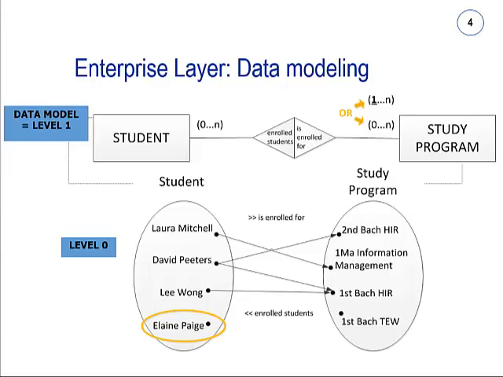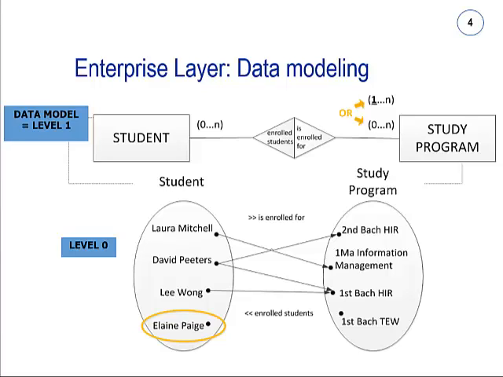At level 0, you can then start looking at individual students and individual study programs. You can see that Laura Mitchell is subscribed for the first Master of Information Management. David Peters is then subscribed or registered for the second Bachelor of Business Engineer or Handelsingenieur.